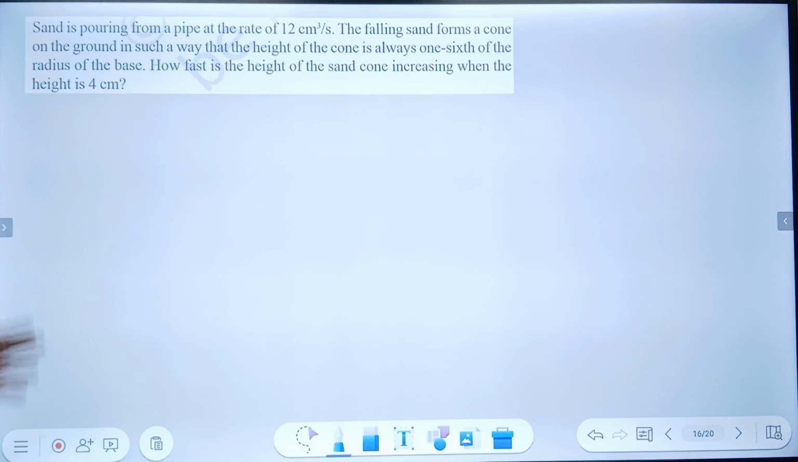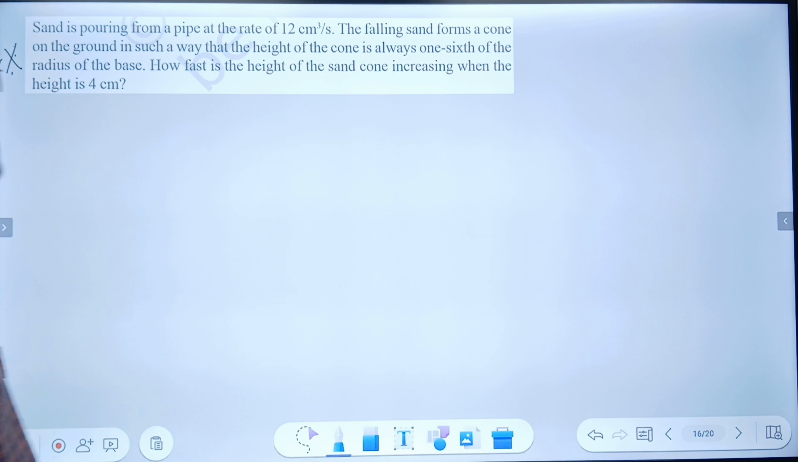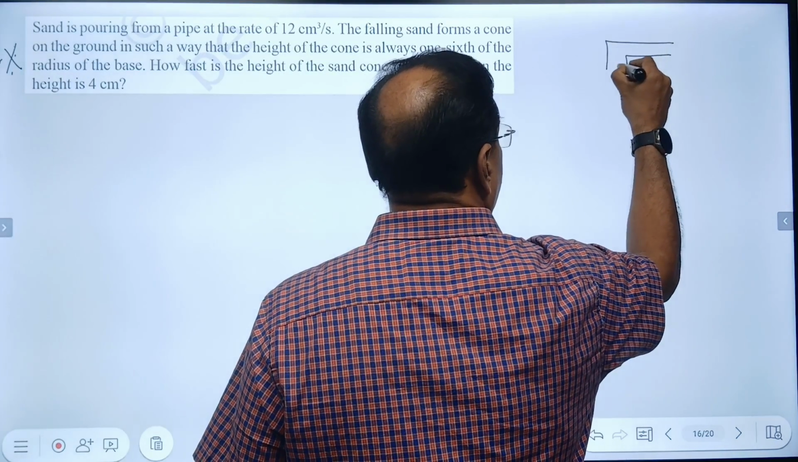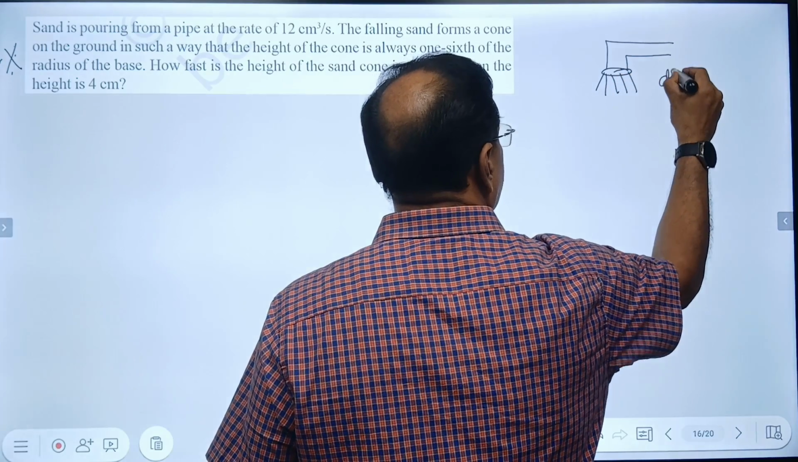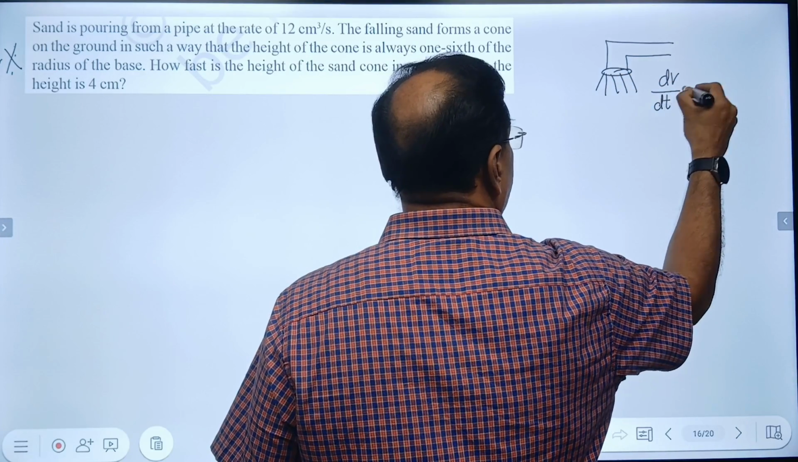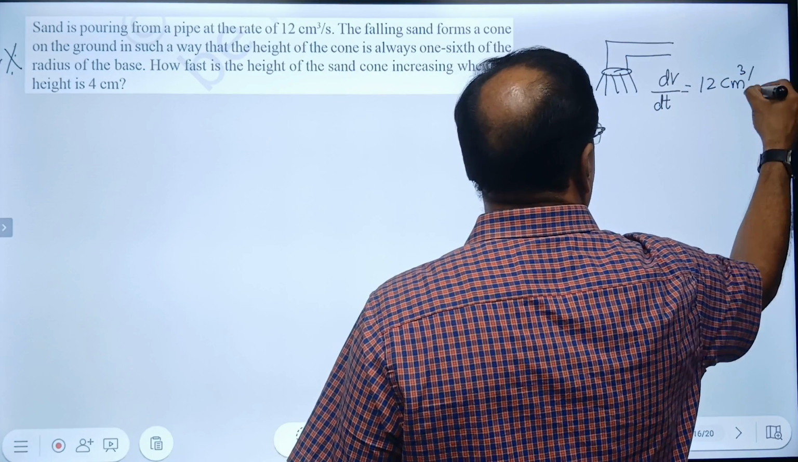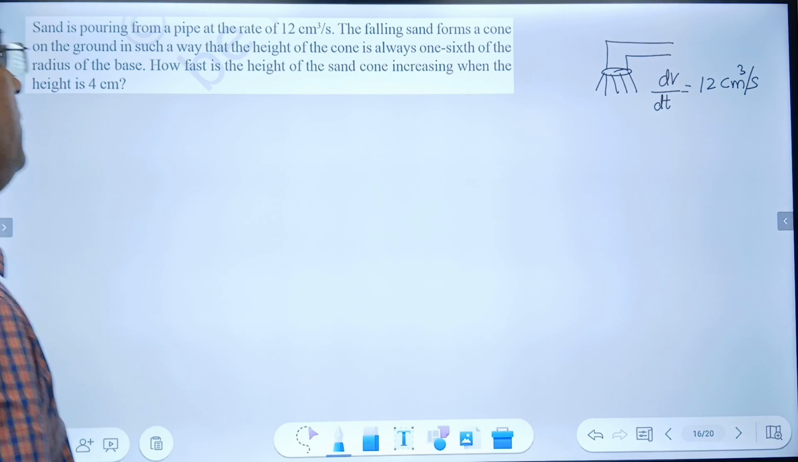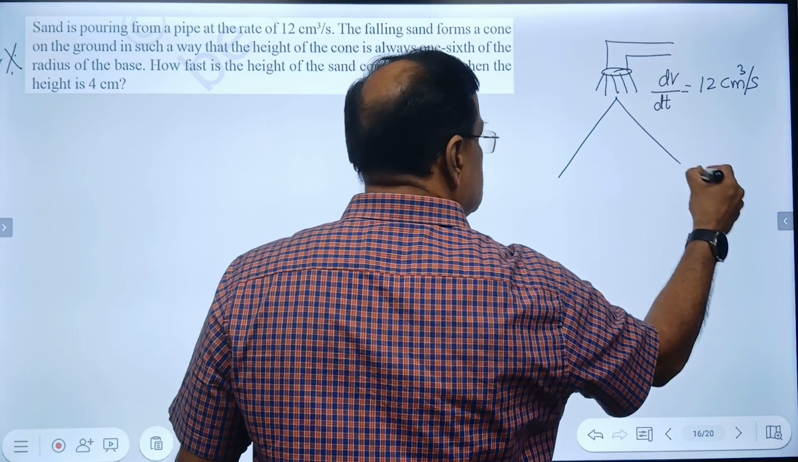Now, important, very important question. Very important sum. Make a note of it. Sand is pouring from a pipe at the end. Let us say this is a pipe, and from this the sand is pouring. At what rate is it pouring? It is pouring at the rate of 12 centimeter cube per second. It is volume. Volume is coming out, dV by dt. And when the sand falls, it forms a heap on the ground, which is in the shape of a cone.